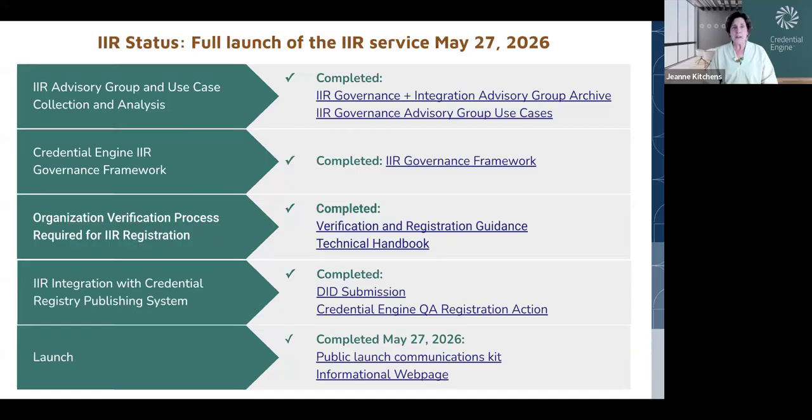We have integrated this issuer identity registry with Credential Engine's infrastructure, both the Credential Registry and our accounts and publishing system. We have published guidance that is publicly available, and we have completed all the technical aspects of how we integrated and how people can utilize the integration of the IIR into our systems. And we officially launched on May 27th. So we can go ahead and share those links. And thanks again to everyone who participated.